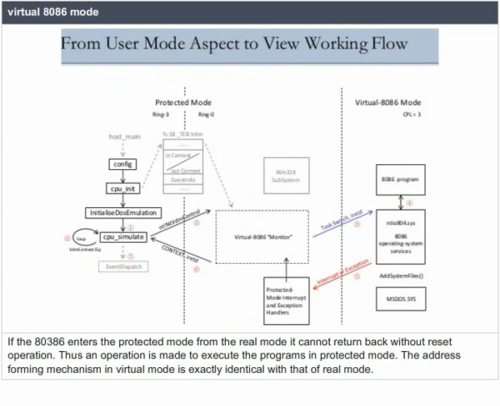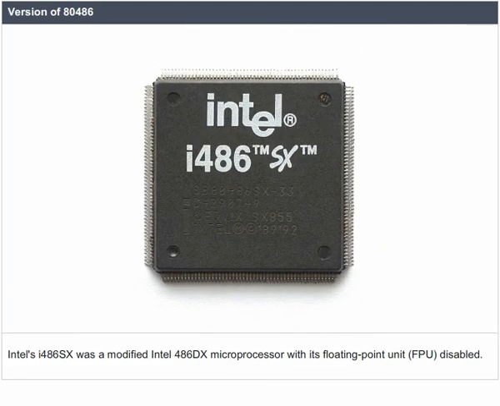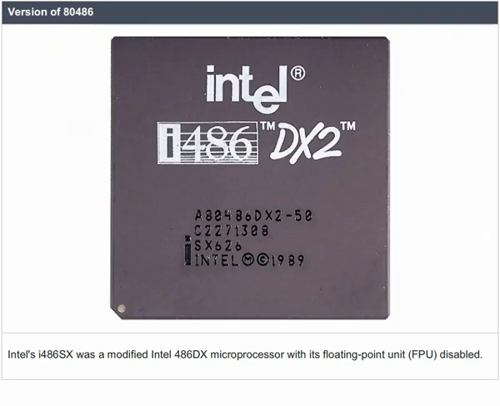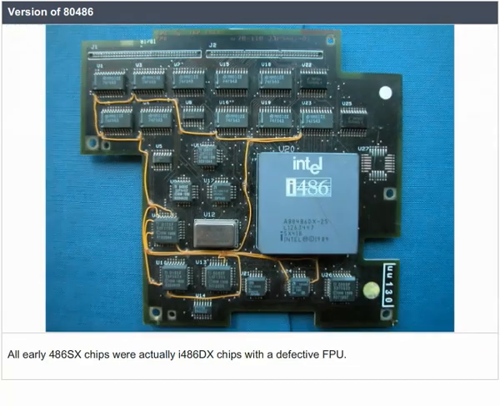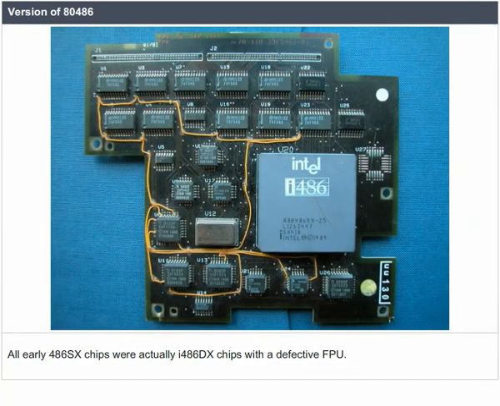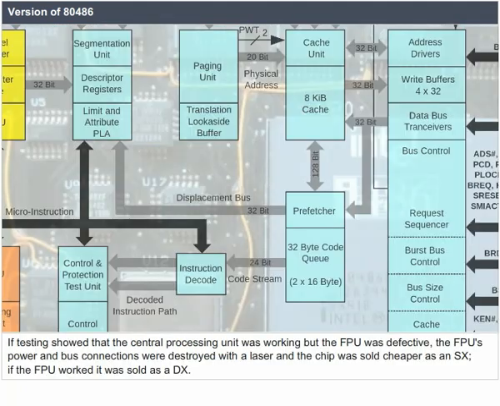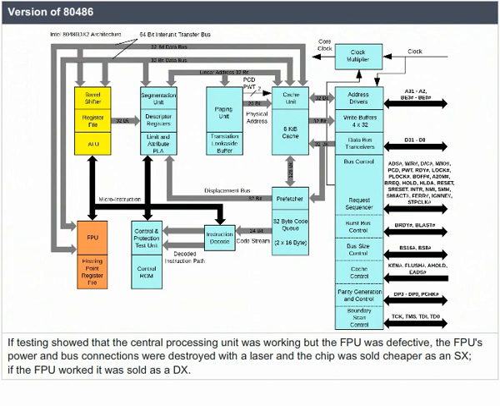Version of 80486. Intel's i486SX was a modified Intel 486DX microprocessor with its floating point unit, FPU, disabled. All early 486SX chips were actually i486DX chips with a defective FPU. If testing showed that the central processing unit was working but the FPU was defective, the FPU's power and bus connections were destroyed with a laser and the chip was sold cheaper as an SX. If the FPU worked, it was sold as a DX.